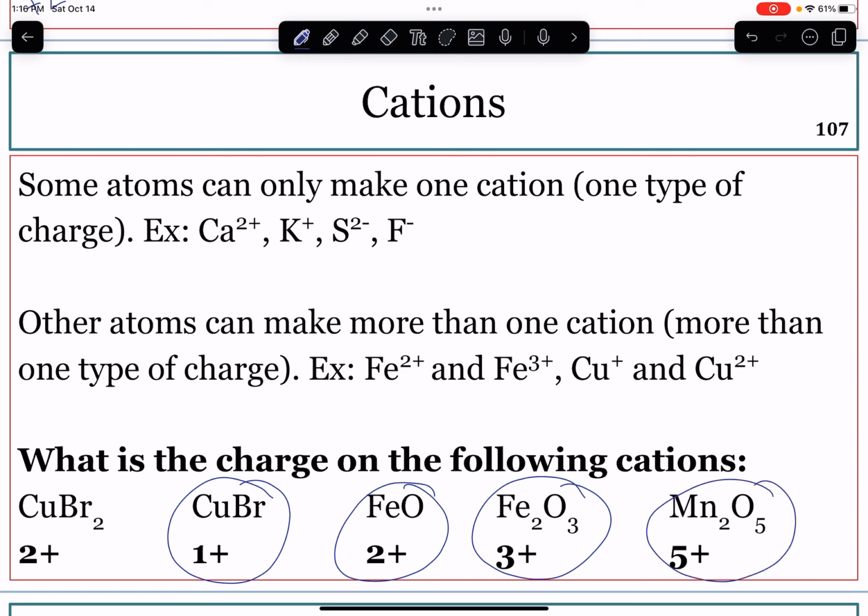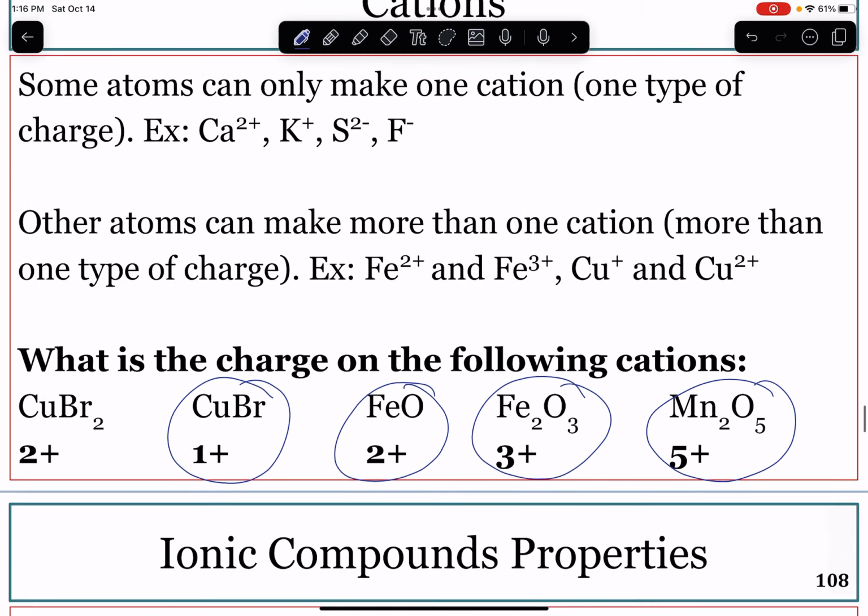Same thing for this one here. Each of the 5 oxygens has a -2 charge, therefore we have a total of -10 from all of the oxygens. The 2 manganese atoms must equal +10. This means that each manganese atom will make a +5 charge.